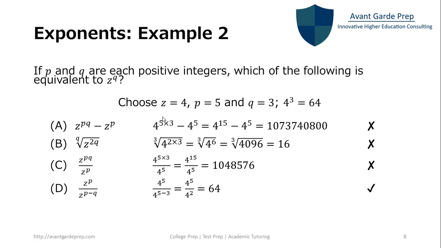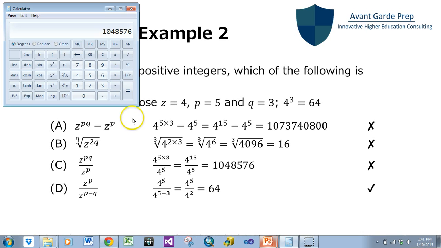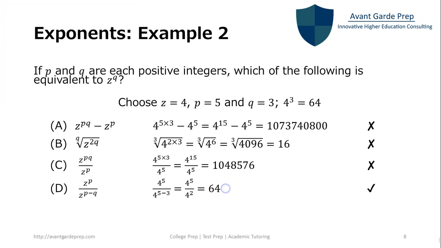So let's move on to answer choice D. Answer choice D is z raised to the p divided by z raised to the p minus q. Here we end up with 4 to the 5th divided by 4 squared. And so let's go ahead and check that out, see what it comes out to. 4 raised to the 5th equals 1024 divided by 4 squared equals 64. So that does check out, so that's a possible answer.